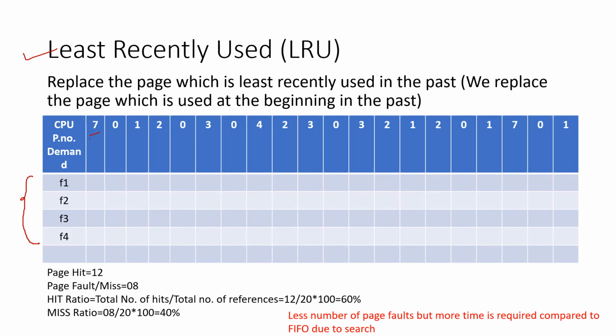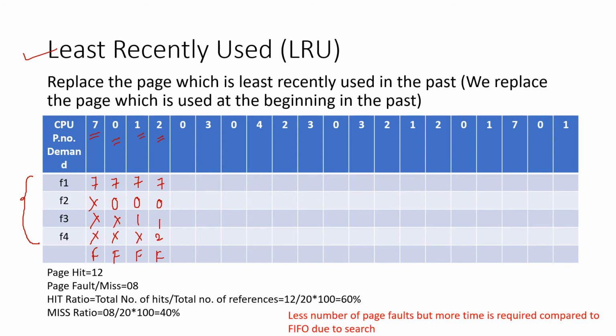Initially the demand is of 7. It's not present in main memory, so it's a fault. So we will write this as 7 with a cross. Initially only 7 is there in the main memory. Next demand is 0. Again it's a page fault. So we can write 0 in frame 2. Then next is 1. Again it's a page fault. So we'll write 7, 0, 1. Next is 2. Again it's a page fault. So 7, 0, 1, 2.